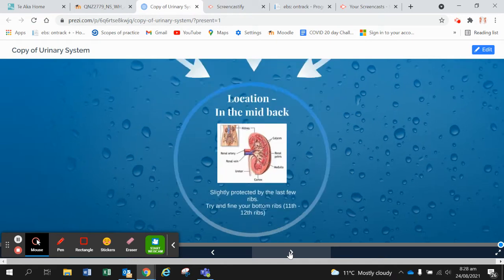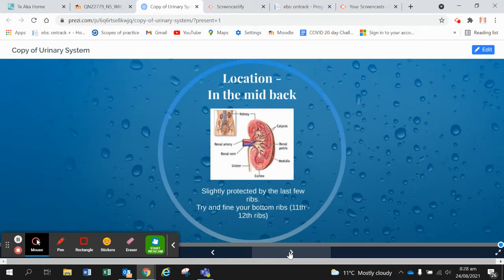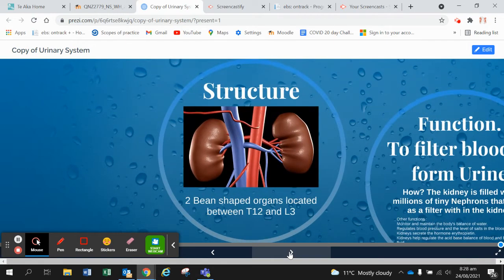So there's your kidneys. There are areas that you will need to label, I believe. So where are they? First of all, if you find your bottom ribs, they're quite high up in your back. People think kidneys are always really low in the lower part of your back, but they're not. You've got to find your bottom rib, and your kidneys are almost in your mid-back. Good to know. They just look like two bean-shaped organs.